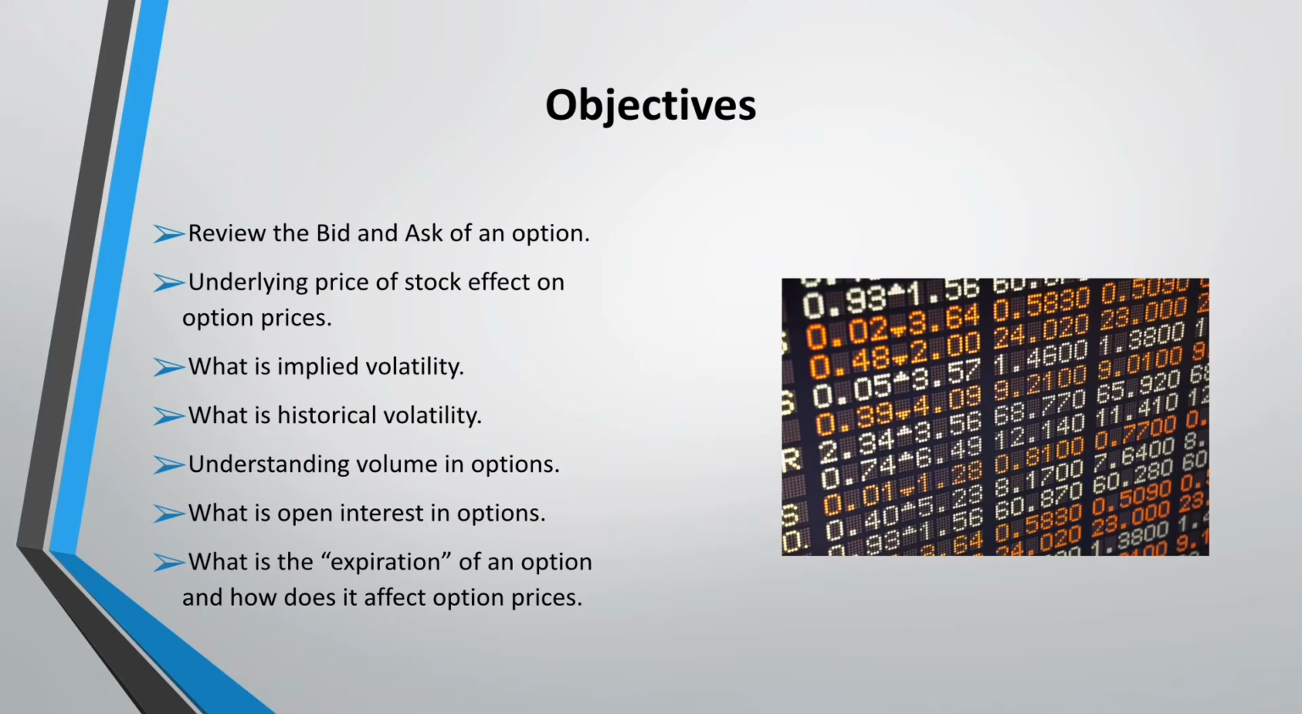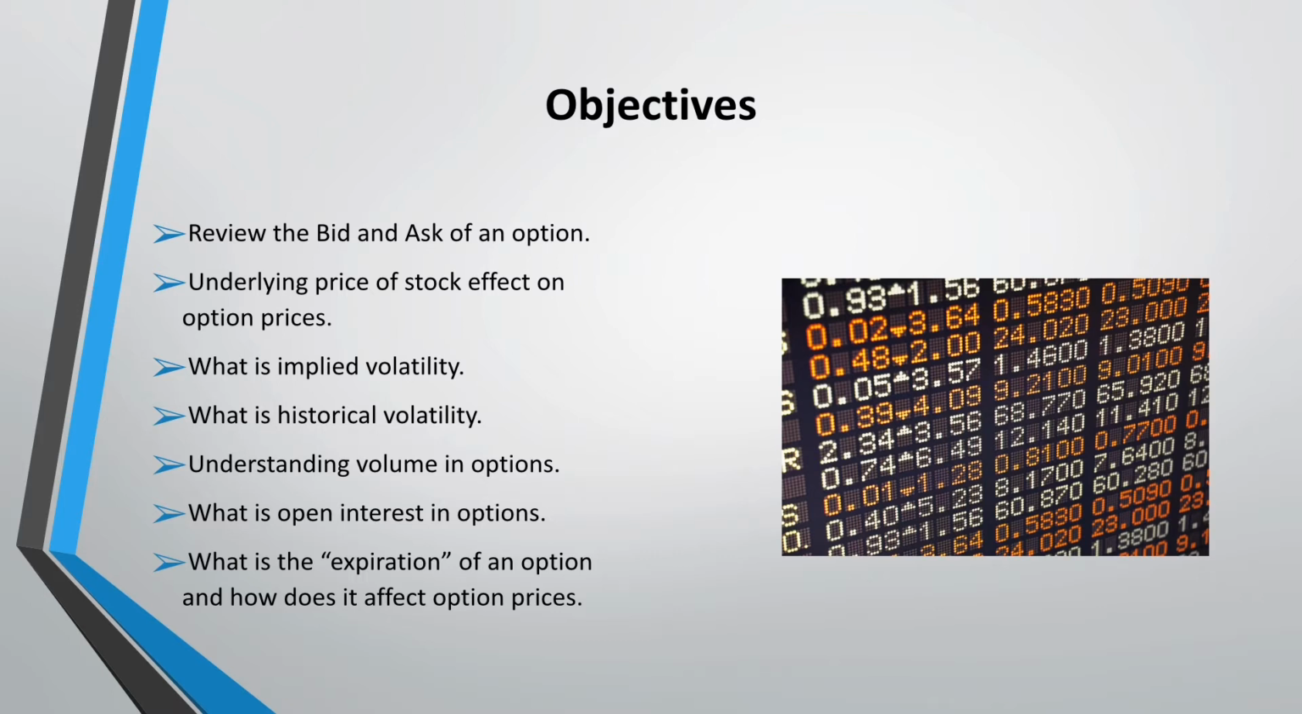All right, so our objectives in this video will be to review the bid and ask of an option. We will be reviewing the bid and ask simply because it is directly tied to the price of an option. Now, we will go over the effect of the price of the underlying stock, the stock that you chose, on the price of the option.